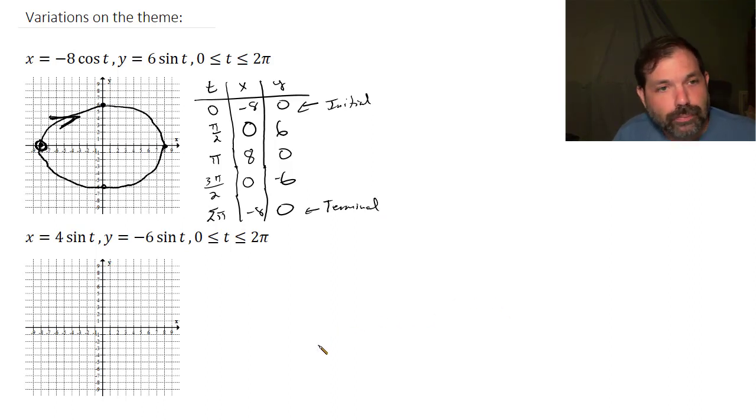That's not what I wanted. Instead, change it to x equals 4 sine t, y equals 6 cosine t. Alright, so sketch the curve x equals 4 sine t, y equals negative 6 cosine t over 0 to 2 pi.